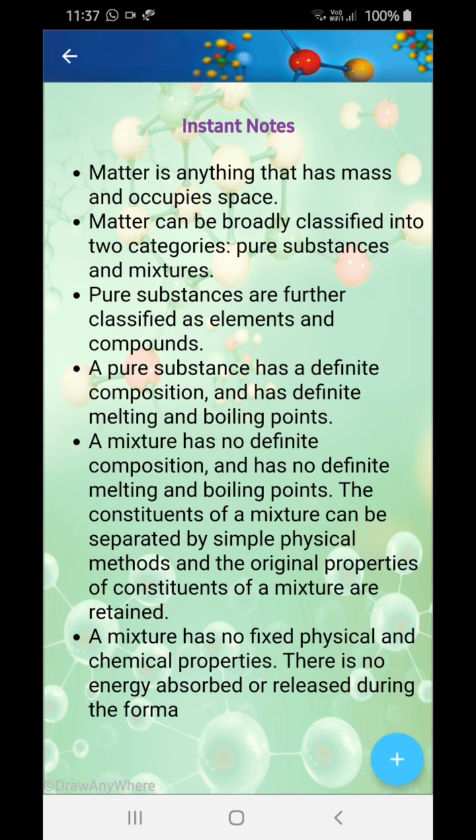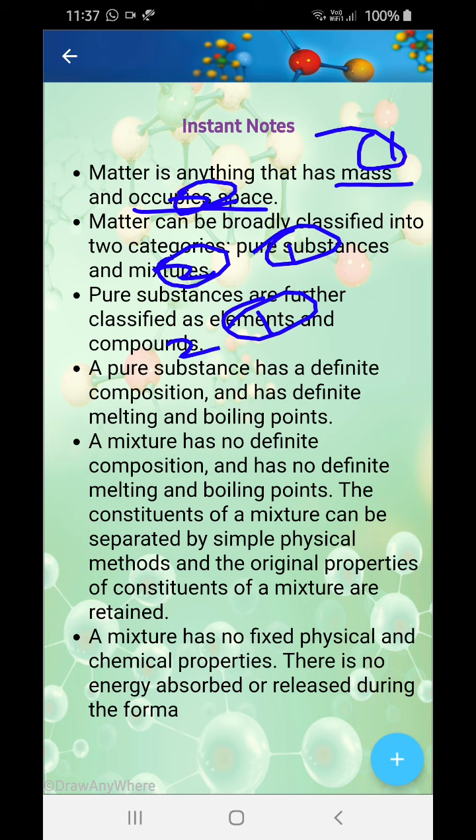See, matter is anything that has mass and occupies space. Matter is classified into pure substances and mixtures. Pure substances are further divided into elements and compounds. A pure substance has a definite composition, I have already told you, and has definite melting and boiling points. A mixture has no definite composition and no definite melting and boiling points. The constituents of a mixture can be separated by physical methods.